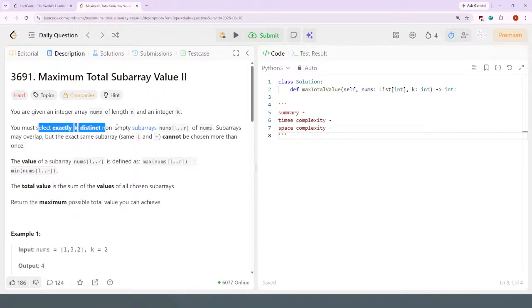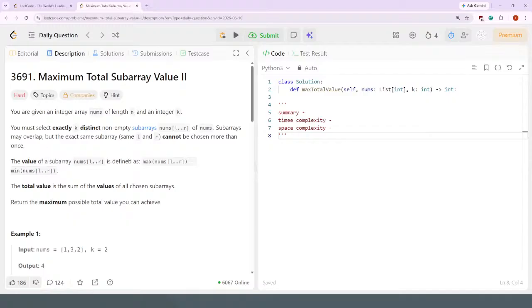You must select exactly k distinct non-empty subarrays. Between L and R, subarrays may overlap, but the exact same subarray from L to R cannot be chosen more than once. So yesterday was like you can choose the same subarray more than once, in which case it was trivially easy to just choose that. Well, you can just choose the whole array.